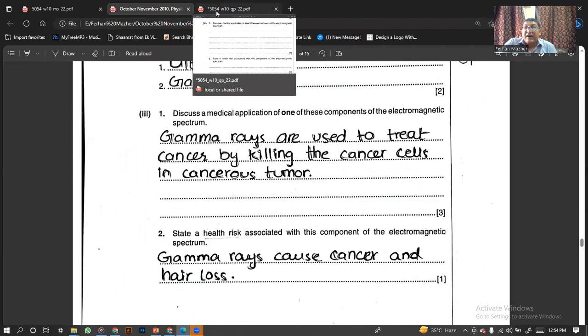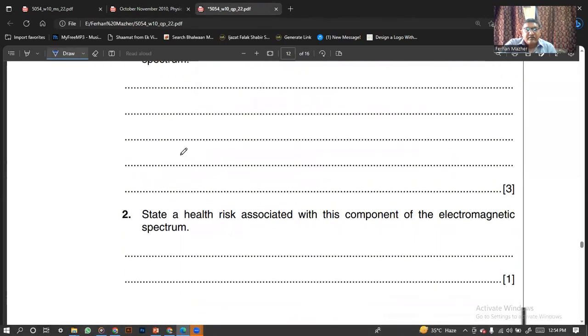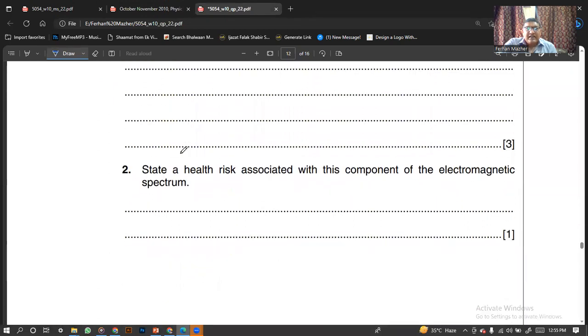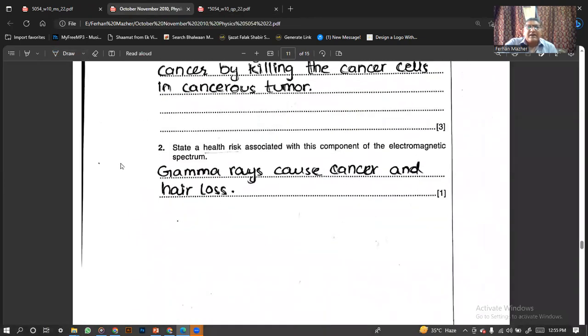Gamma rays have high energy in them. So when you focus gamma rays on cancer cells, they are killed. Then we have: state a health risk associated with this component of the electromagnetic spectrum. We have written about the gamma rays. The gamma rays are used to kill the cancer cells, and they can also cause cancer.